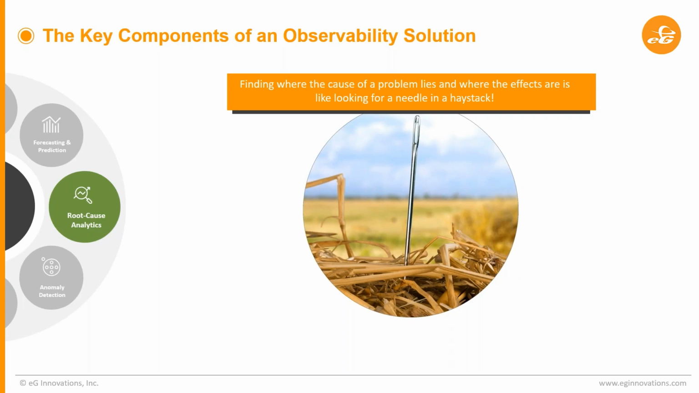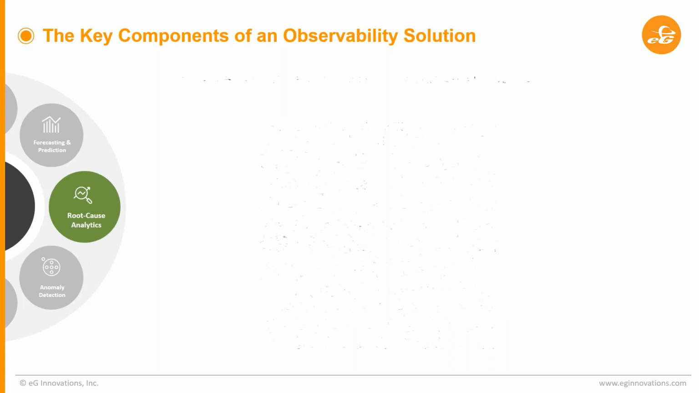Finding the root cause of a problem is like looking for a needle in a haystack. You have millions of metrics. When something goes wrong, there's probably only 1 or 2 places where things really went wrong, and that will ripple and impact all the other places in your environment. Therefore, finding the root cause often tends to be a challenge.